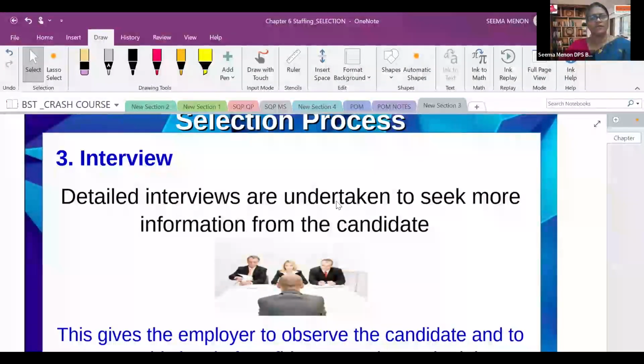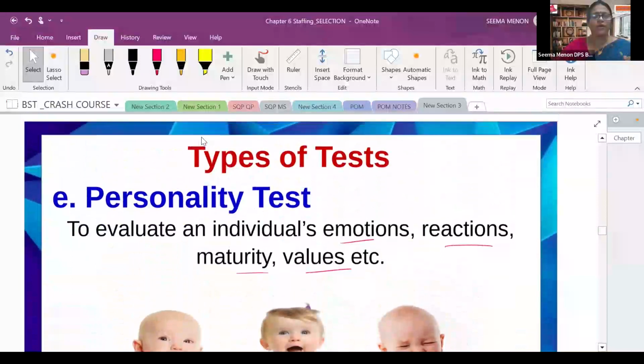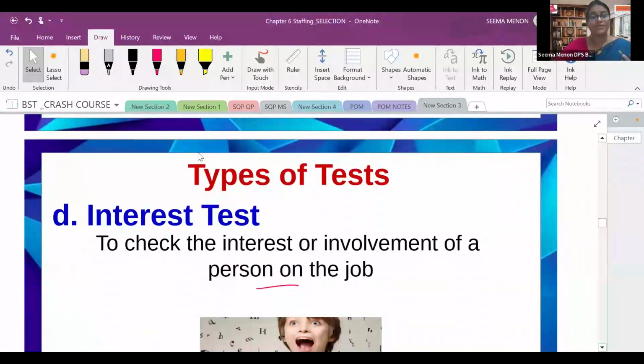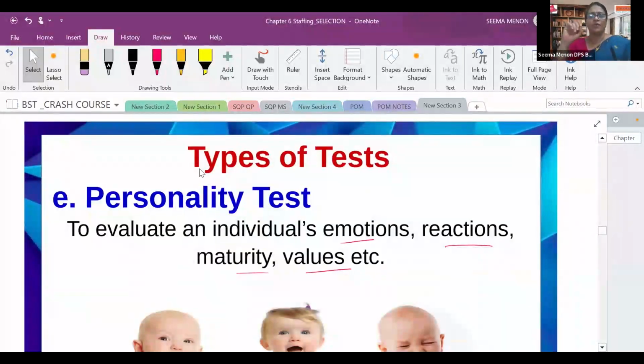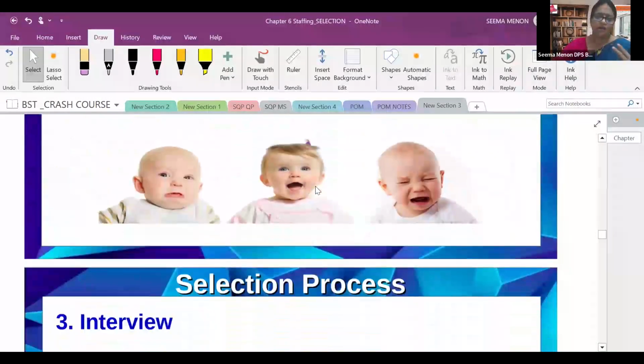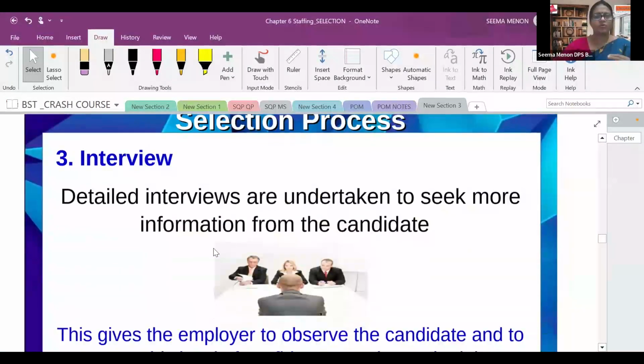Then we conduct a selection test. There are various tests, all 5 tests: intelligence test, then the personality test, trade test, then the interest test, and one more, the aptitude test. Aptitude test is more important from our examination viewpoint. That is for learning new skills. And trade test means how much the candidate will be involved in the particular task. These two are very important for our 1 mark MCQ question.